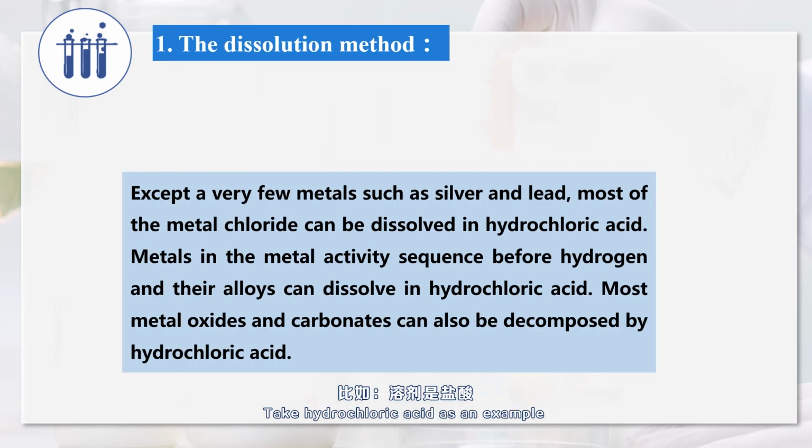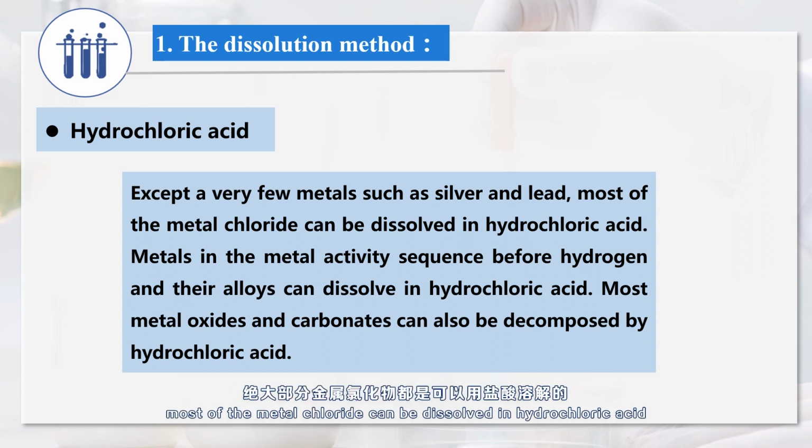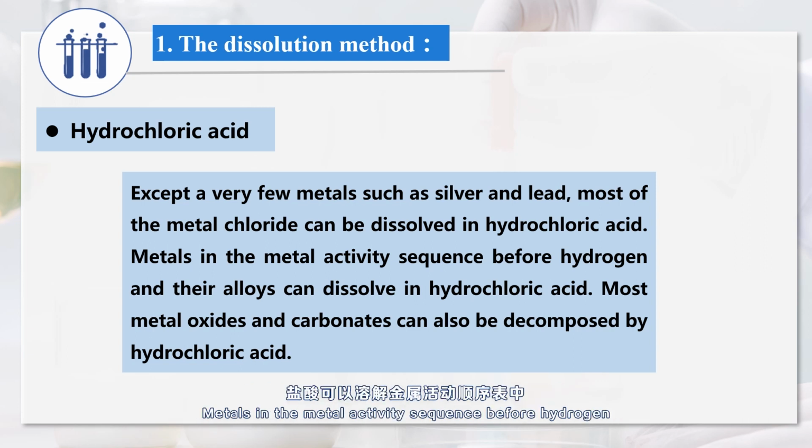Take hydrochloric acid as an example. Except a very few metals such as silver and lead, most of the metal chloride can be dissolved in hydrochloric acid. Metals in the metal activity sequence before hydrogen and their alloys can dissolve in hydrochloric acid. Most metal oxides and carbonates can also be decomposed by hydrochloric acid.